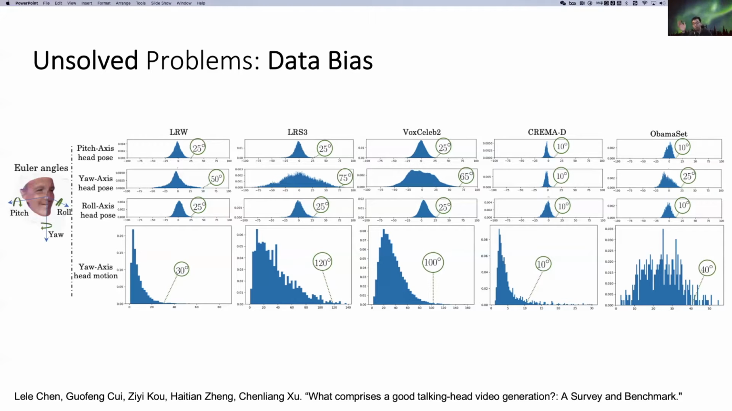So this data bias problem would limit the performance of the model itself, because your data set is biased toward certain head poses, and then your network would only perform well on those head poses and not perform well on other head poses.